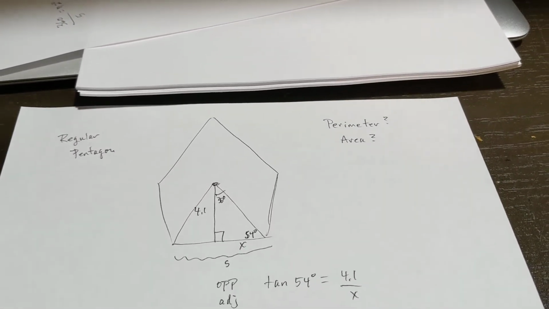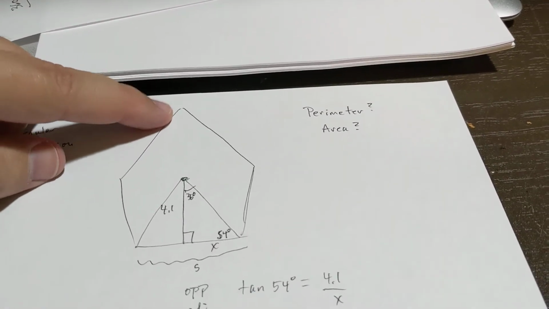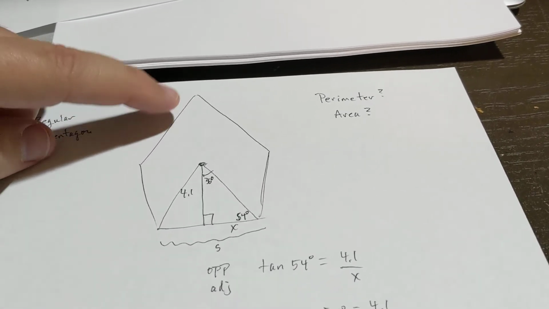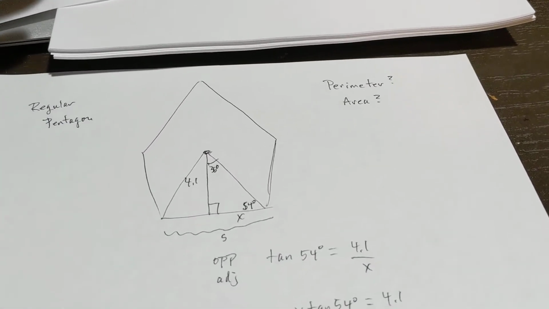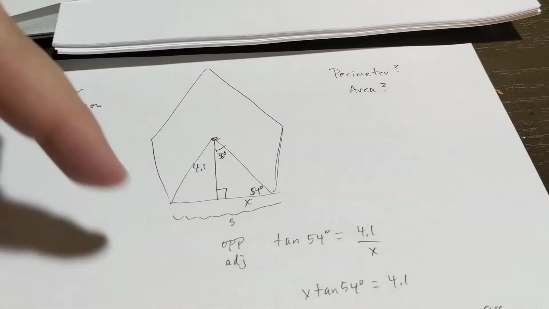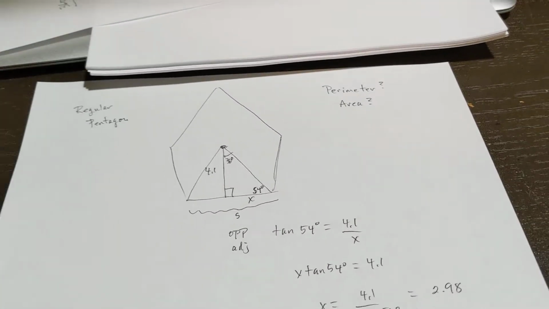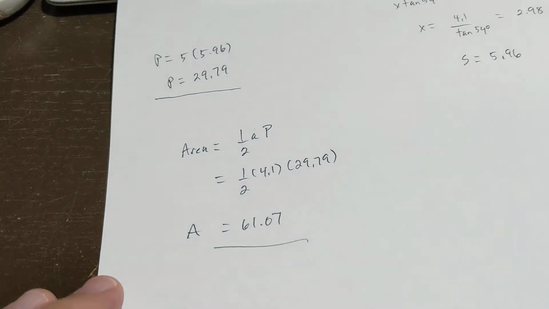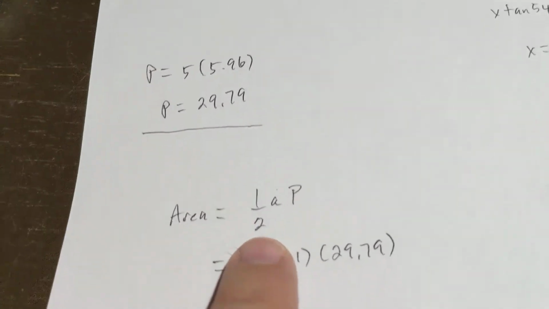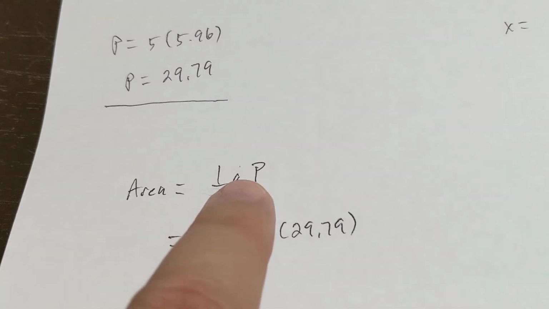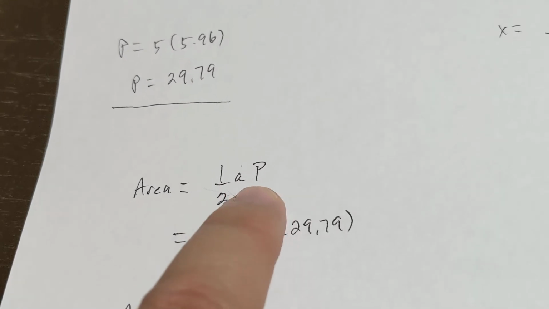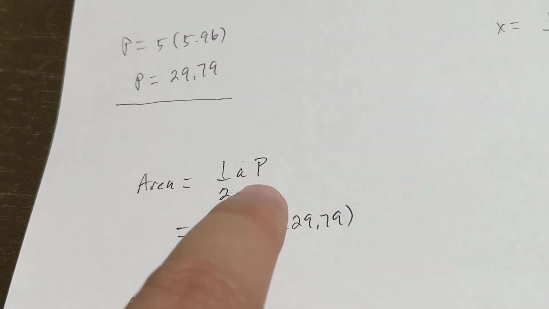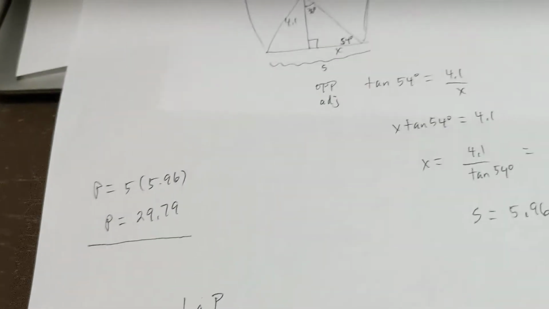First of all, the perimeter is going to be really easy if we just knew one side. Since it's a regular pentagon, if we know one side, we're just going to multiply it by 5, and that'll be the perimeter. The area fits this formula right here. The area of a regular polygon is 1/2 the apothem times the perimeter. So once we find the perimeter, they gave us the apothem.